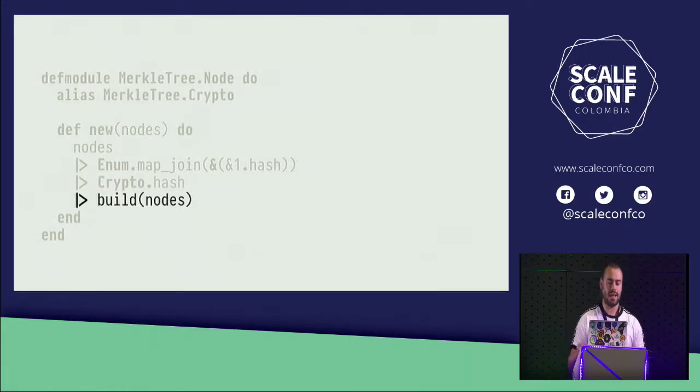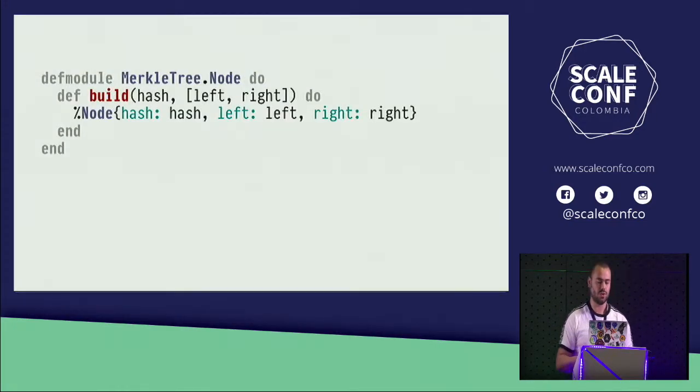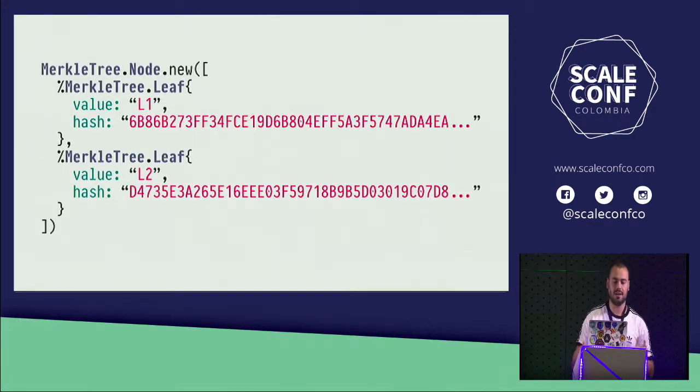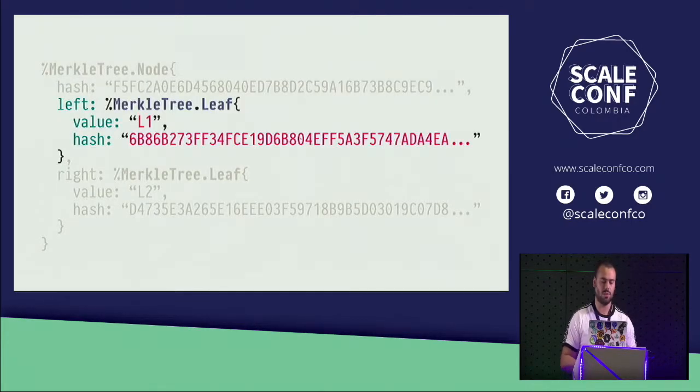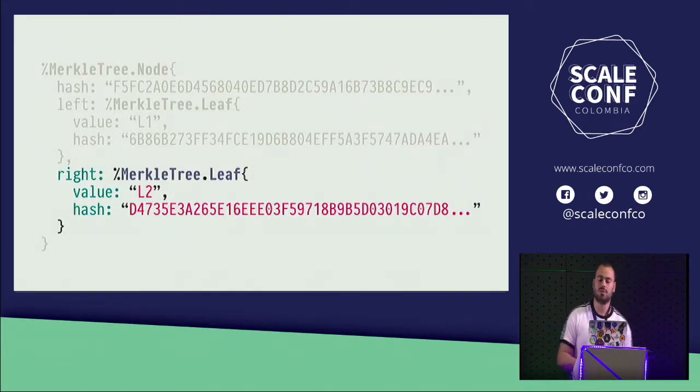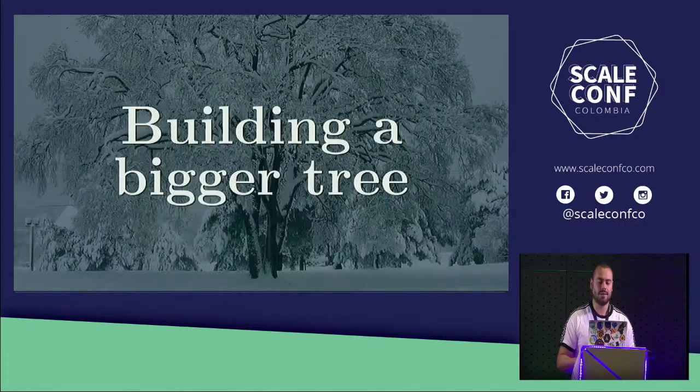And once we have the hash value, we call the build function, passing the hash value and the left and right children, and we'll compute a new node. So at this time, we'll take the previous output, and we call the new function in node, and the result will be something like this. We have a new node with a given hash and both left and right leaves.